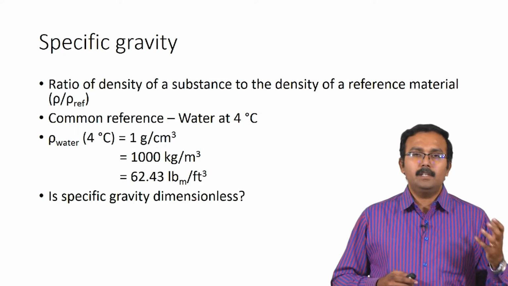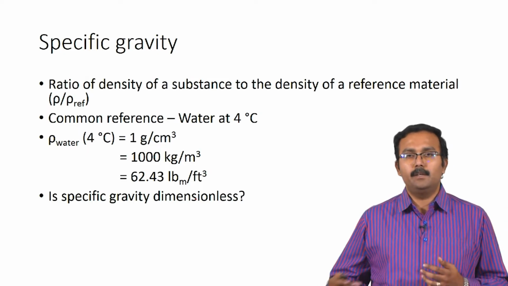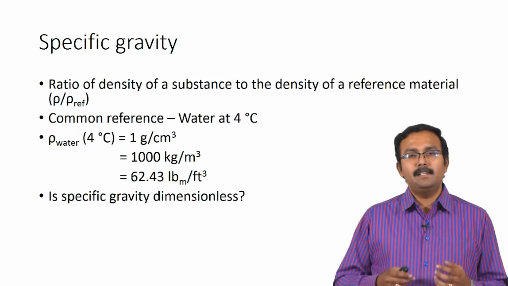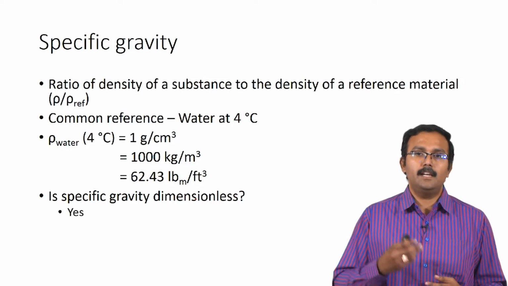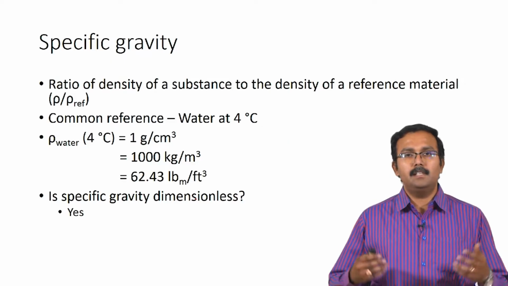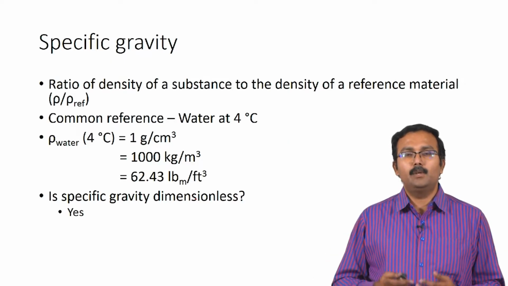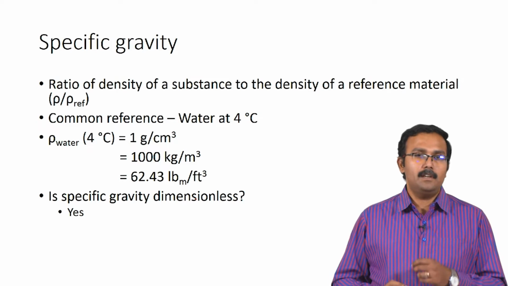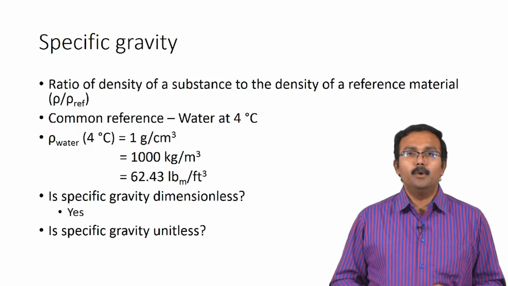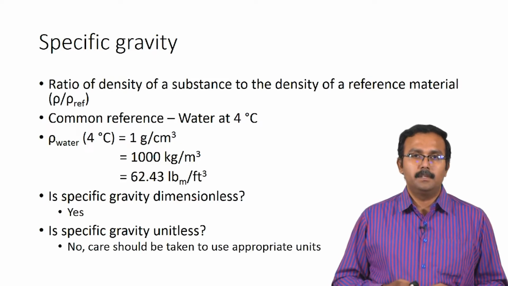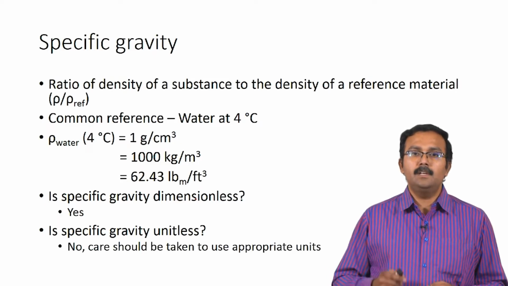Now, we looked at terms which are dimensionless and unitless in the last lecture. Will specific gravity be a dimensionless term? Yes, because it is a ratio of two densities. Obviously, the dimensions will get cancelled off and you will end up with a dimensionless term. So, the more interesting question is, is this a unitless term? The answer is no, it is not a unitless term. You need to use the units appropriately.